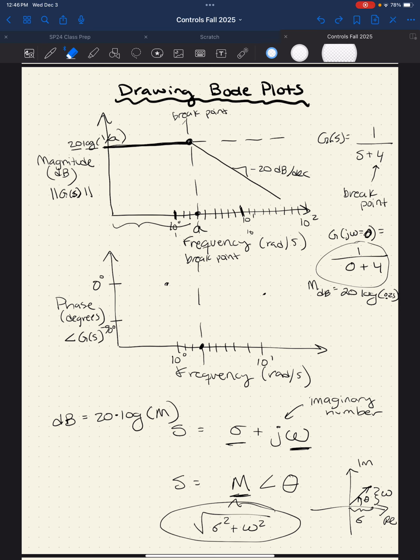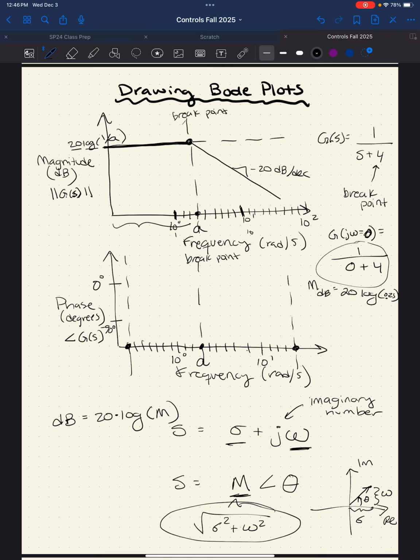So what we do is we find the break point, which we already did. This is A, the break point. And I go 10 ticks to the right, or a decade to the right. And I'm going to mark that. So 1, 2, 3, 4, 5, 6, 7, 8, 9, 10. I'm going to mark that with a vertical line. And I go 10 ticks to the left, or a decade to the left. 1, 2, 3, 4, 5, 6, 7, 8, 9, 10. And I mark that. So now I have 3 vertical lines.